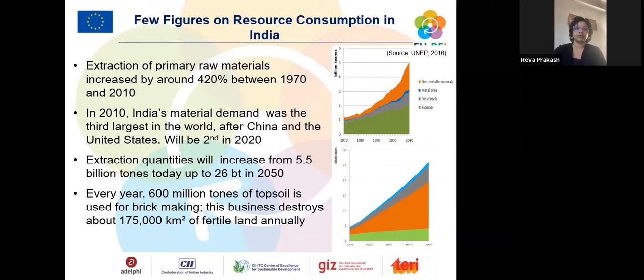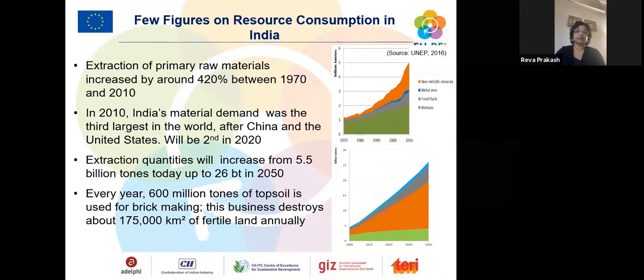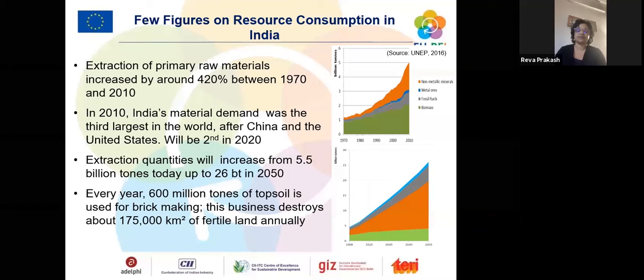We have already talked about resource consumption, resource extraction, and how resource intensive the Indian economy is. From 1970 to 2010, we know that the Indian economy has jumped 420% in terms of resource use and extraction, and that's a big jump. In 2020, as has already been shared, the Indian economy had become the second biggest extractive economy in the world, the second most resource intensive economy. Our per capita consumption has also been increasing, but our gross consumption has definitely been increasing at a very rapid rate. And therefore, looking at a growth approach that is resource efficient or circular for India makes sense for various reasons, and I will come to it next.